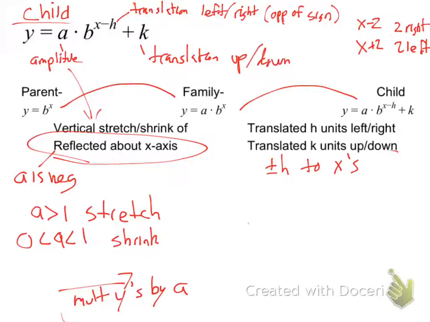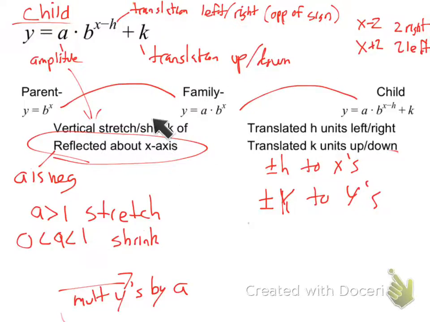K is exactly the way you see it. So if you see plus 2, you're going to take all your Y values and add 2. So it's plus or minus K to my Y's. Record that again. These words here have to be part of our problem. They have to be on our bridges. I call those the bridges to go from the parent to the family, to the family, to the child.